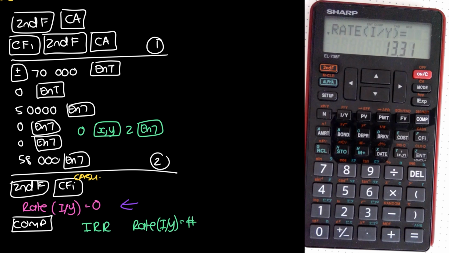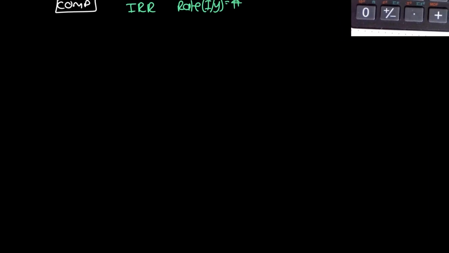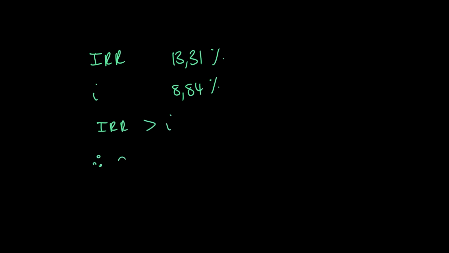Okay, so the last little bit of discussion here is we're just going to write down what we had just spoken about. The fact that our IRR was 13.31% and our I was 8.84%. That means our IRR was greater than our I, and therefore we accept the investment. Okay, so this is just a reminder about the process and how we would actually explain why we would want to accept the investment.